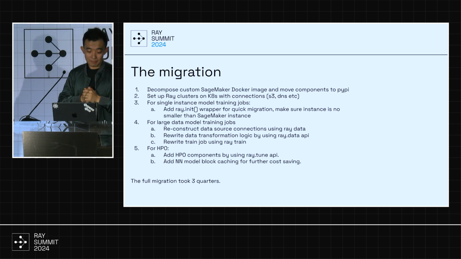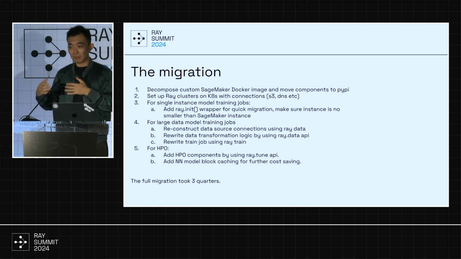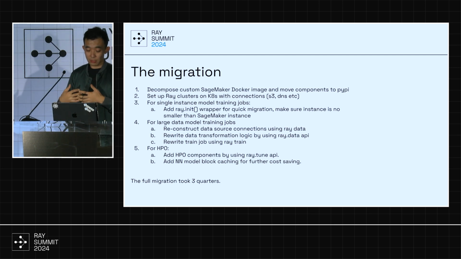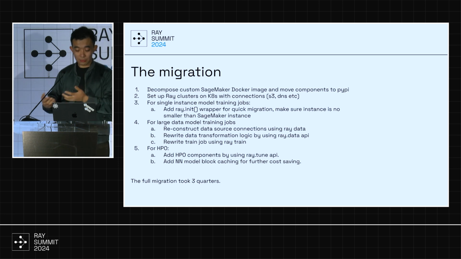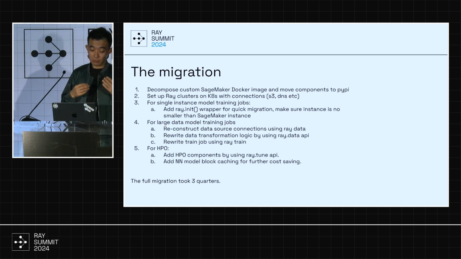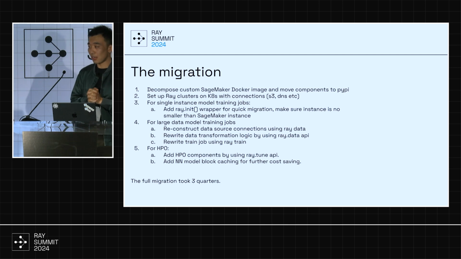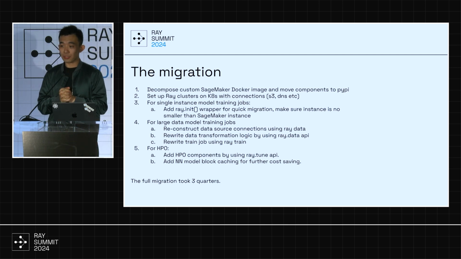Which makes your transition very fast because you basically just add a wrapper outside. And if you're thinking, okay, my model is limited by SageMaker, I need to do horizontal scaling, then you need to reconstruct your data connection, like using Ray Data, then rewrite your data transformation, and rewrite the job using Ray Train. And for HPO, it can support both cases. The full migration took us like 3 quarters-ish. We finished everything, and we are actually closing our SageMaker training job this week.